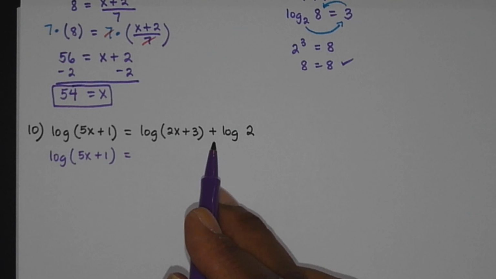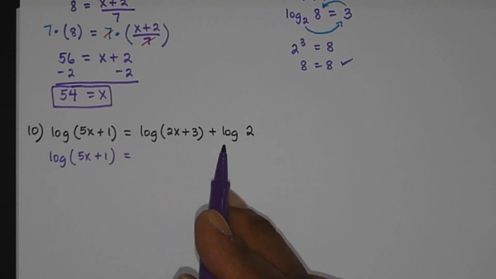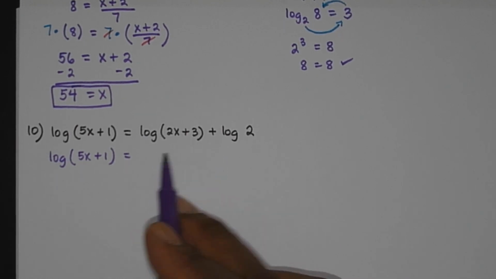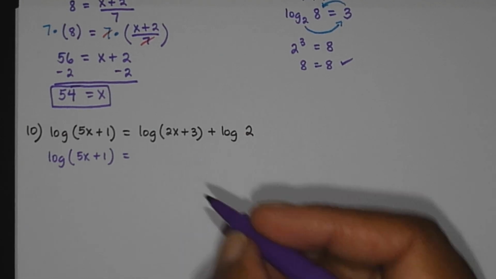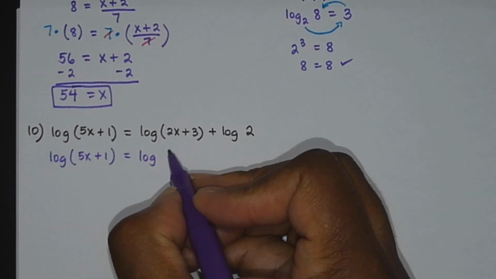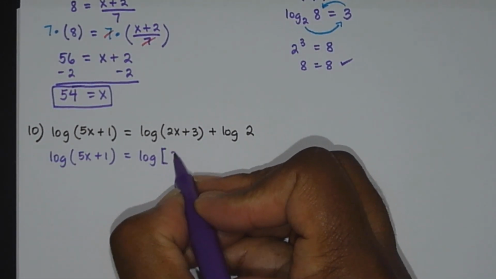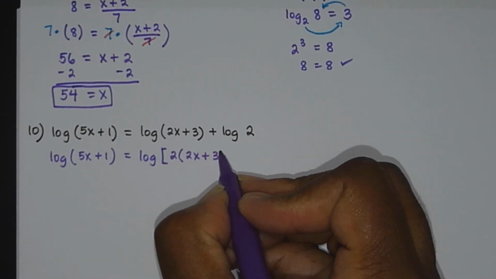This one, I need to condense as a single logarithm using what rule? This time it's the sum of the individual logarithms, so what rule do I need to use here? Is that the product rule? I need to write that as the log of, let's see here, I'm going to pull the 2 out in front. So it'll be 2 times the quantity 2x plus 3.